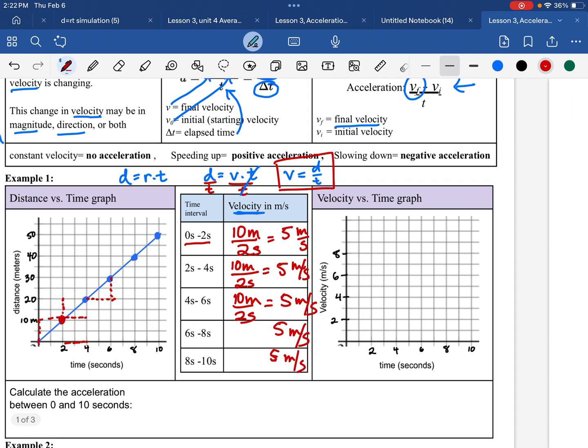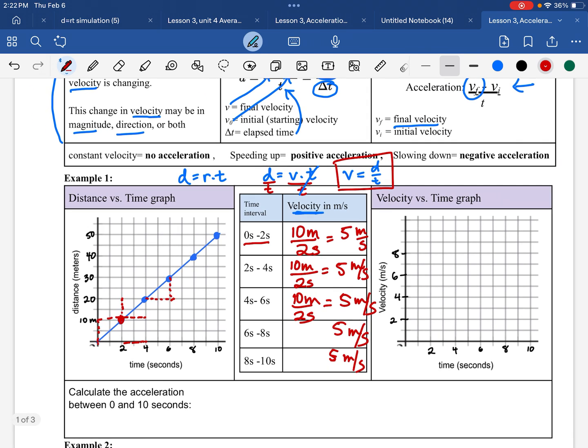So now what we're going to do, and this is new, we're going to do a velocity versus time graph. So now time is still on the x-axis, but on the y-axis, instead of distance, we're going to graph the actual velocity. So we're going to take these numbers here, and we're going to graph them. The units for the y-axis are meters per second. The units for the x-axis are seconds. So let's graph each of these points.